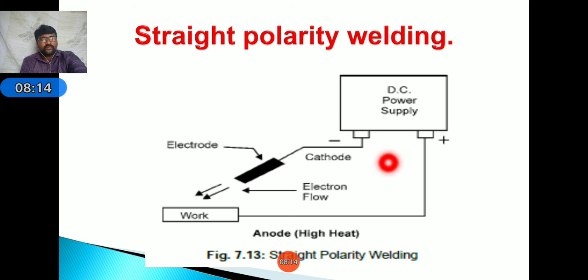Observe in this diagram, here the power supply consists of negative and positive terminal. The positive is given to the workpiece and negative terminal is given to the electrode. Here the electrons flow from negative to positive terminal, that is cathode to anode. Due to this, the most amount of heat will be developed at the workpiece.